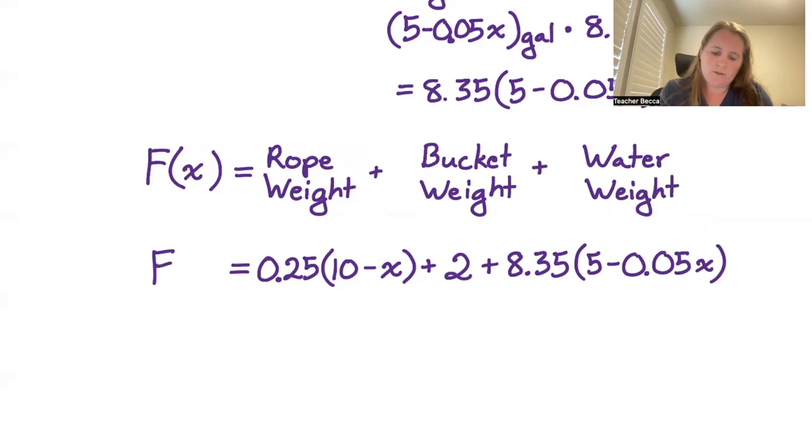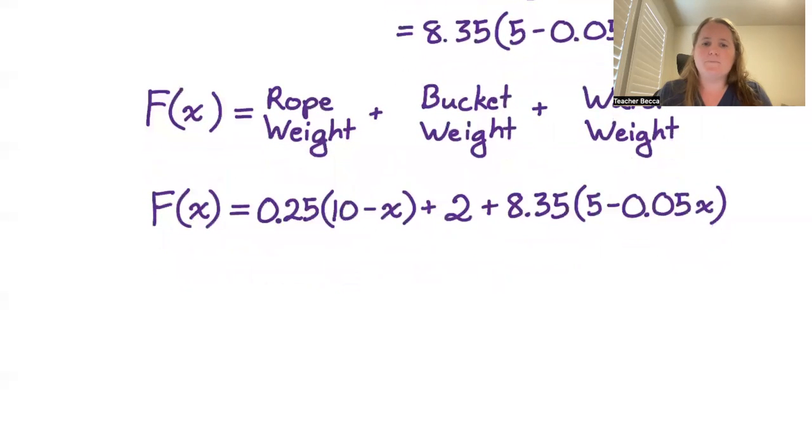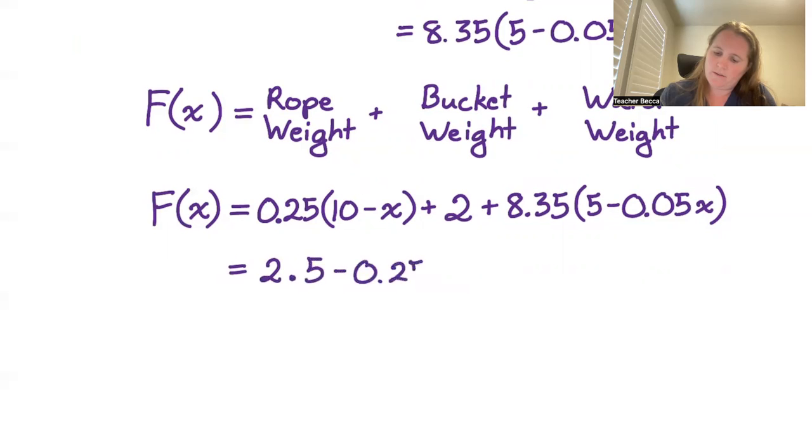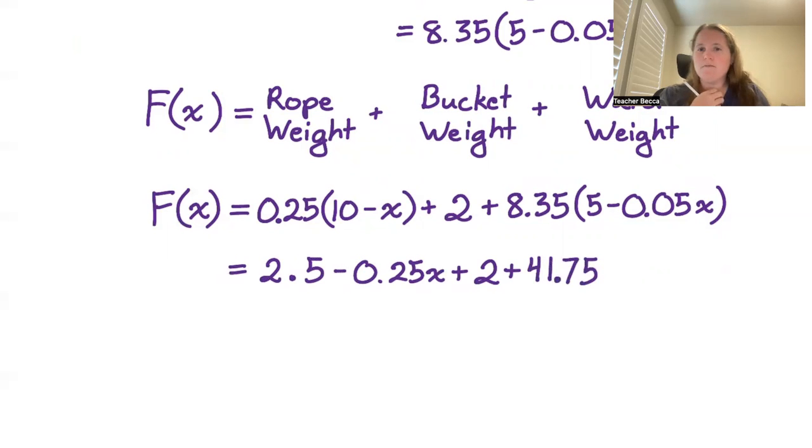So this is our force due to gravity. We will use that same amount of force. Gravity technically would be negative since it's pulling downward. We will use that same force, opposite direction, to pull upwards. So if I simplify this a little bit, this is 2.5 minus 0.25x plus 2 plus 8.35 times 5, which would be 41.75.